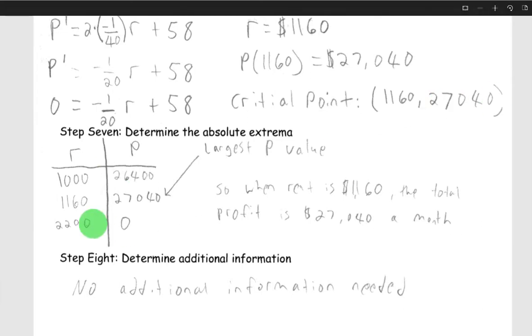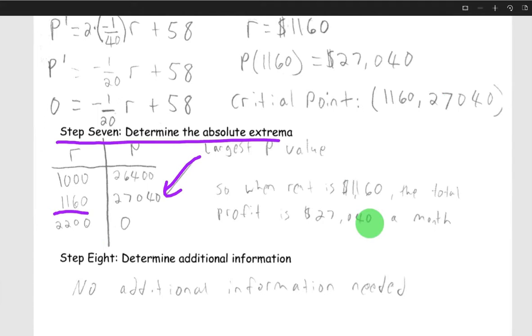Putting that together in step 7, we can quickly see that our critical point, if rent is 1,160, we'll make the most amount of money. We'll make $27,040 a month. So that is our absolute extrema for rent.